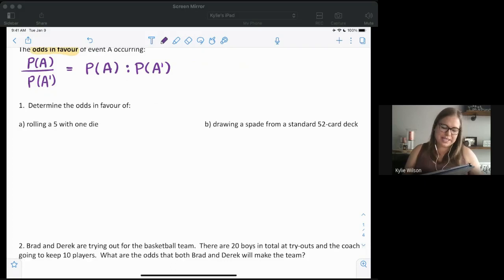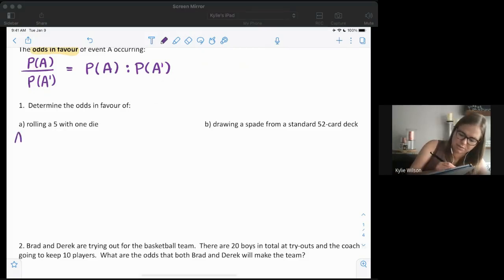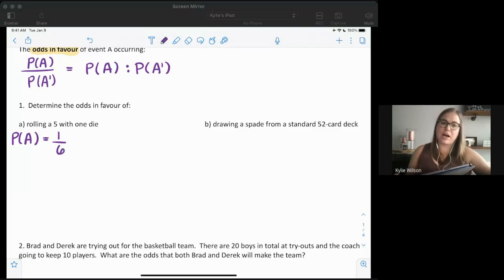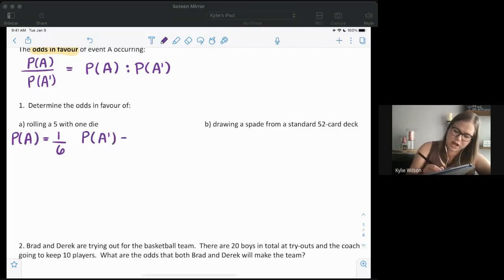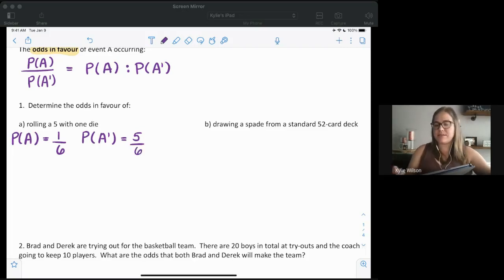So example 1, we want to determine the odds in favor of rolling a 5 with 1 die. First we find our probability of this happening. The probability of rolling a 5 is 1 out of 6 total options when rolling a die. Then we also need the probability of this not happening. There are 5 other options, so 5 out of 6. We can also use the complement, 1 minus 1/6, however it makes more sense to you.